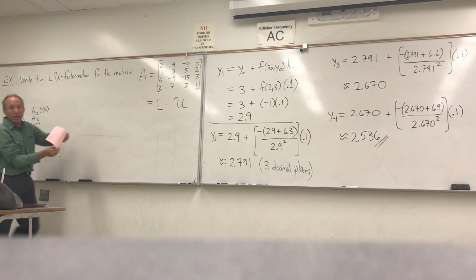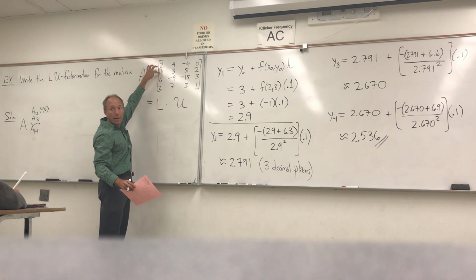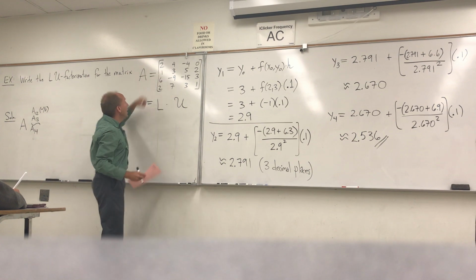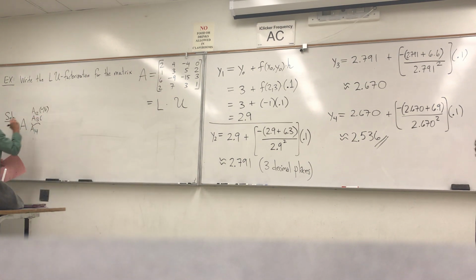-1/2, right? Because if you take -1/2 times 2 and you add it to 1, you'll get a 0 there, right? And how about the A13 multiplier? What would I use for that one? -3, very good. And then for the A14 multiplier? Just -1, exactly. Okay, so there we go.